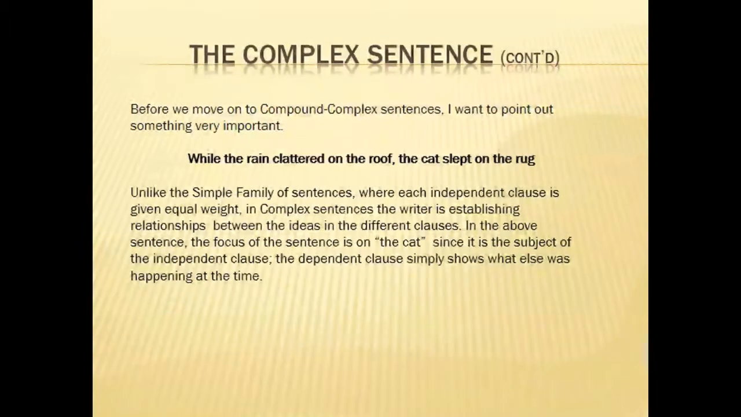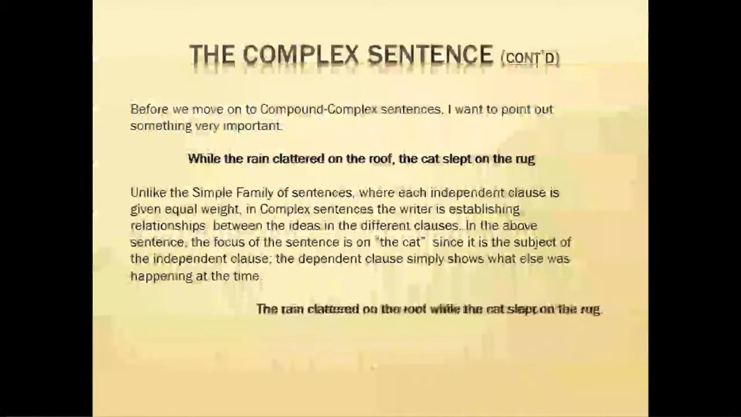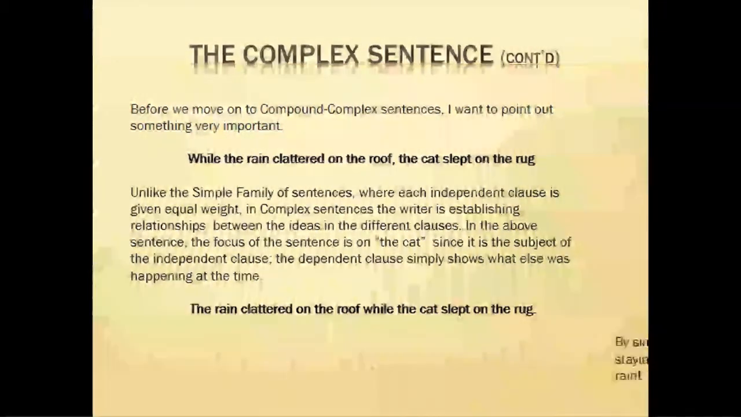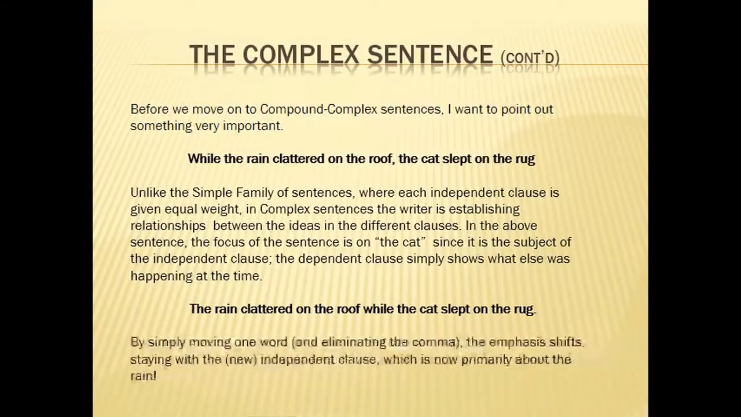The cat slept on the rug is the independent clause, the subject of which is the cat, and that's the focus of the sentence. If we change the sentence around and say the rain clattered on the roof while the cat slept on the rug, suddenly the cat is in the dependent clause and the focus is on the rain.